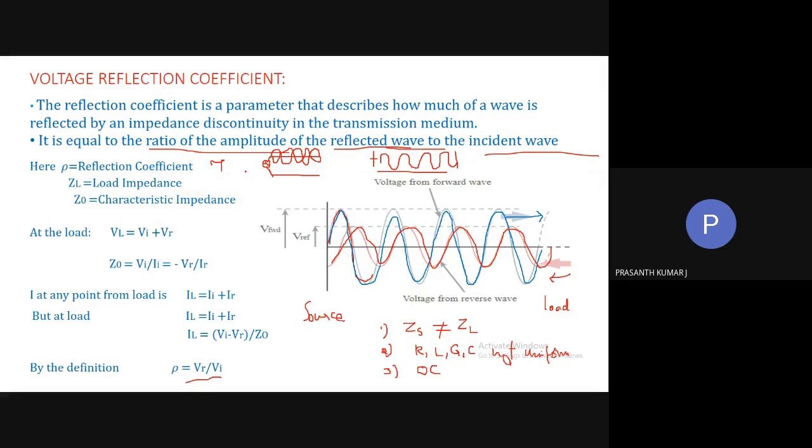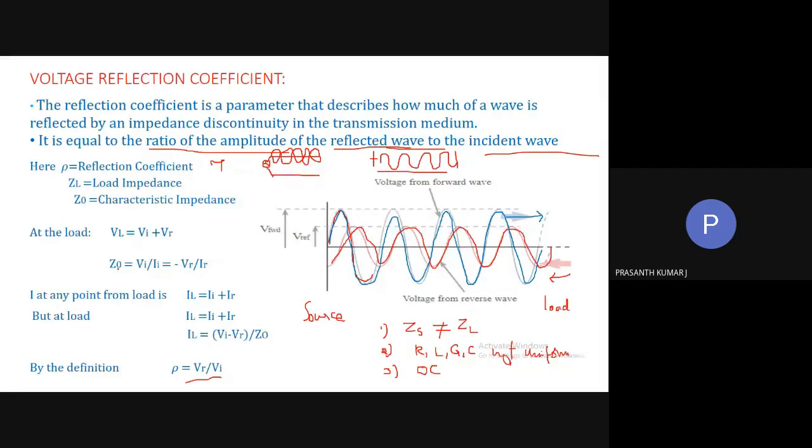Now, what do you mean by load impedance? In a transmission line, there is a source, there is a load. If you calculate the impedance at the load, it is called the load impedance. Now at the load, VL is equal to VI plus VR. It is equal to incident wave plus reflected wave.